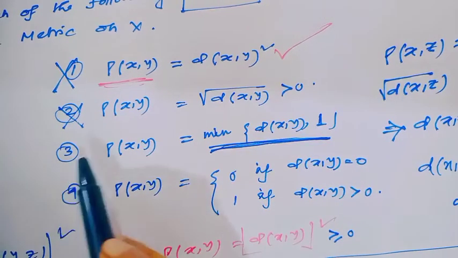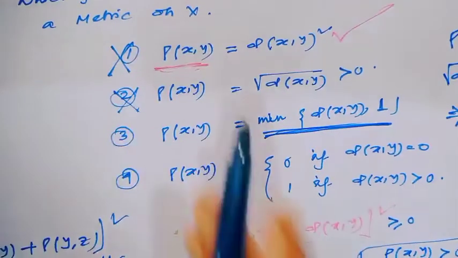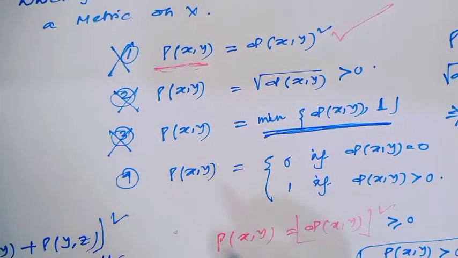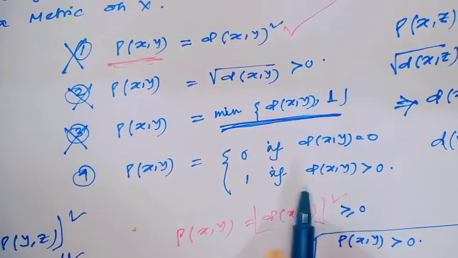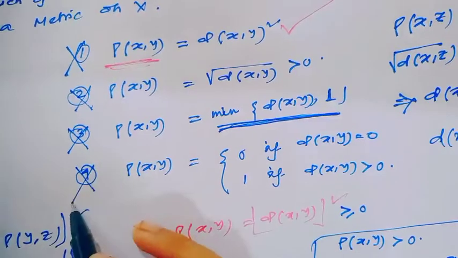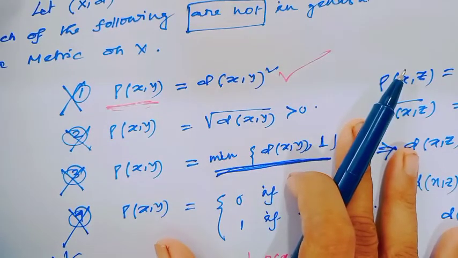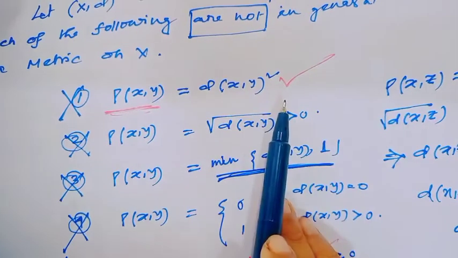So option 3 is a right option, but the question has asked which of the following are not metric spaces, so option 3 is also a wrong option. And option 4 is a discrete metric space, so obviously this is a metric space, so option 4 is also a wrong option. Only option 1 is the right option. This is not a metric space.